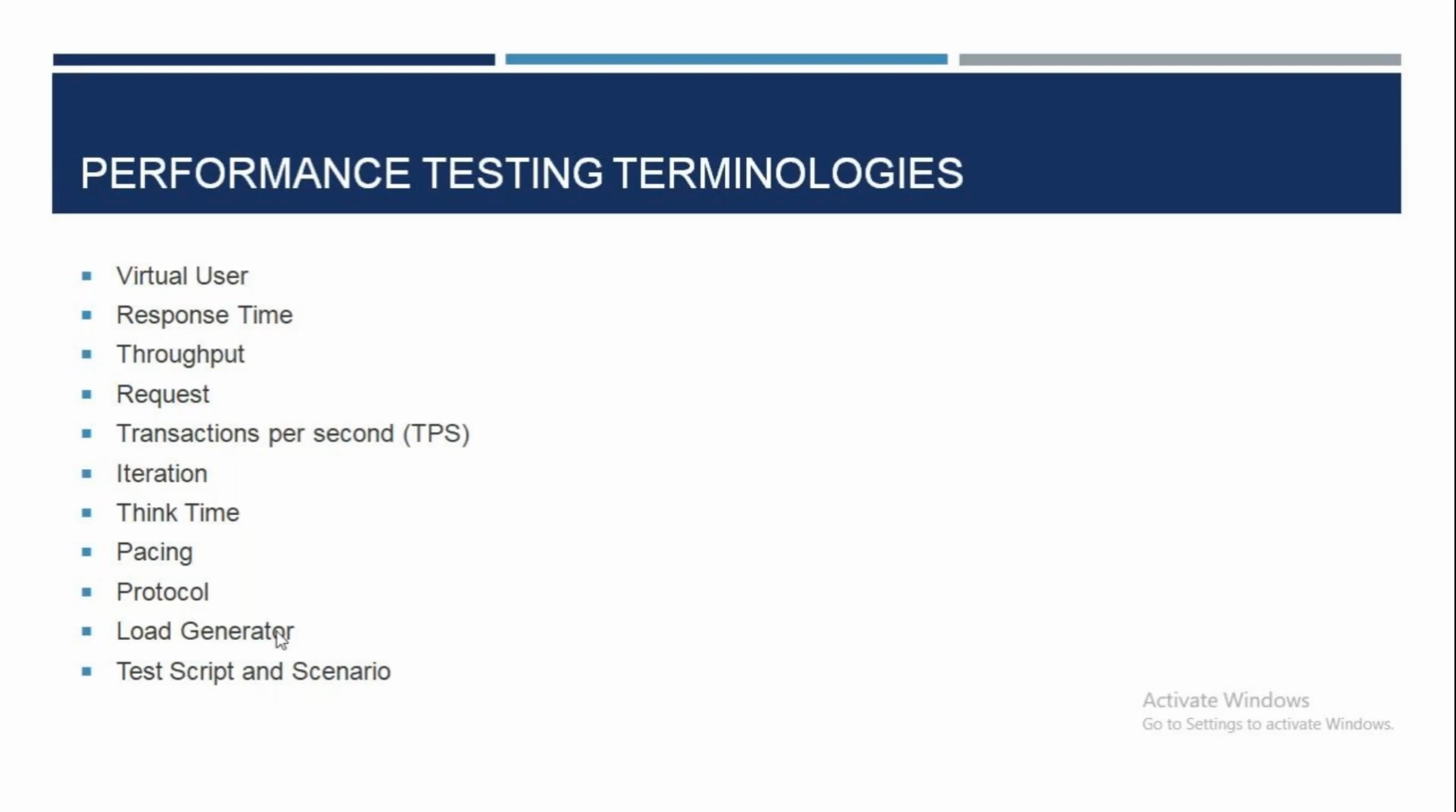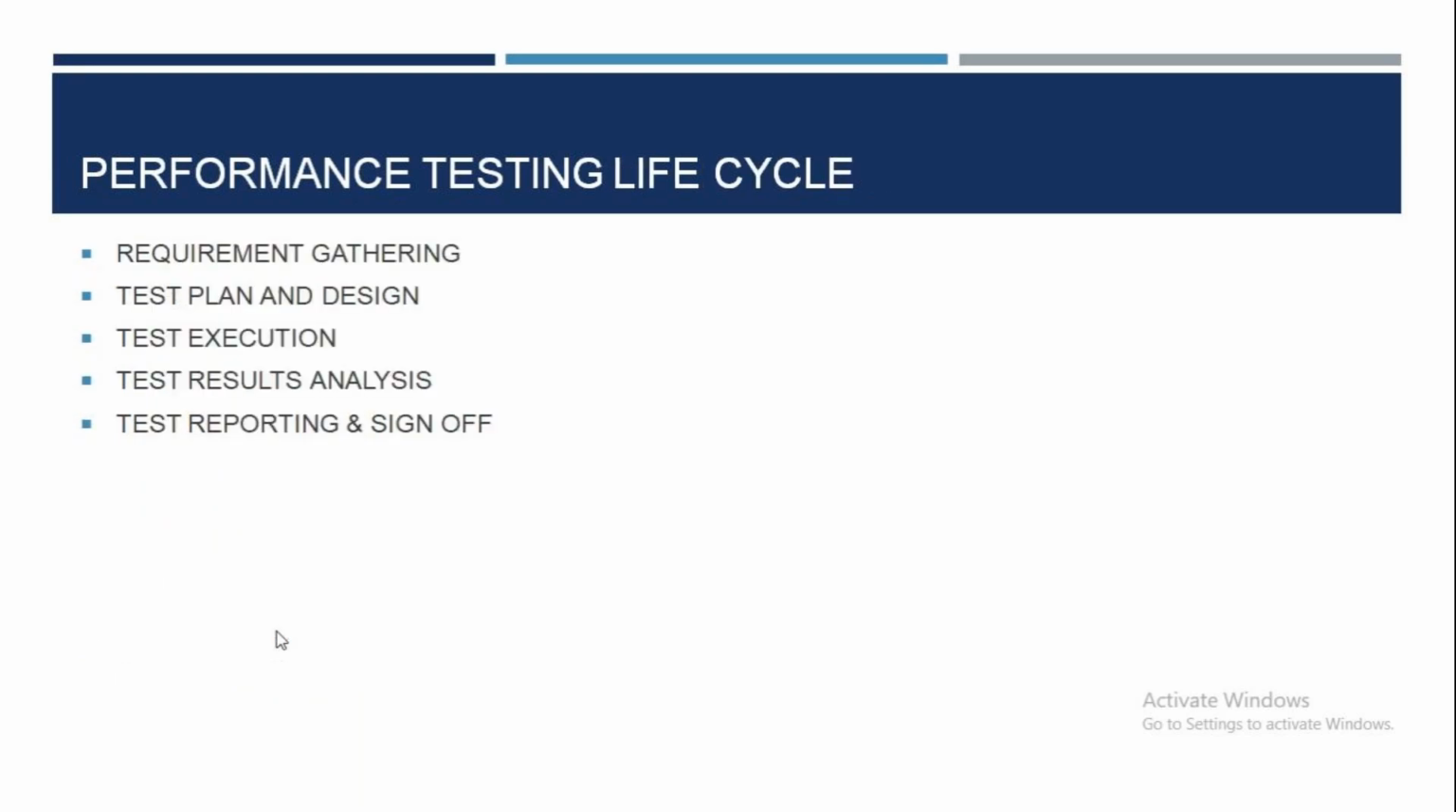Then we'll go to the next one, that is the life cycle of performance testing. What are the different phases in the performance testing life cycle? They are requirement gathering, test plan and design, test execution, test results analysis, test reporting and sign off. So primarily these are the 5 phases in a performance testing life cycle.